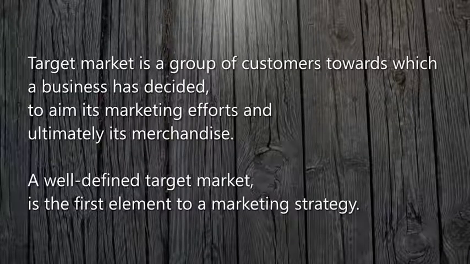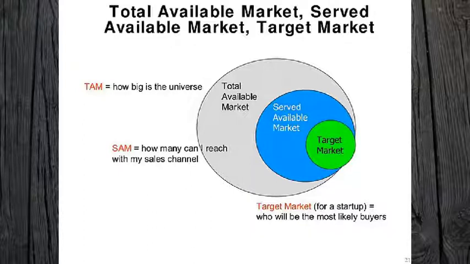A target market is a group of customers towards which a business has decided to aim its marketing efforts and ultimately its merchandise. A well-defined target market is the first element to a marketing strategy. The marketing mix variables of product, place, promotion and price are the 4 elements of a marketing mix strategy that determine the success of a product in the marketplace. Oh, I see. I think my target market should be Connaught area.